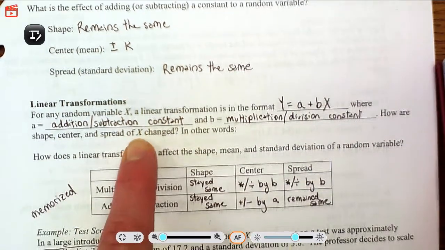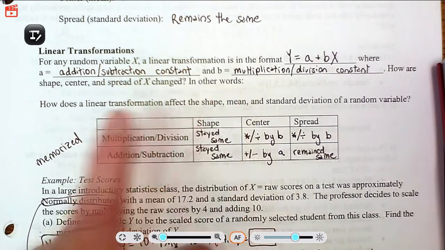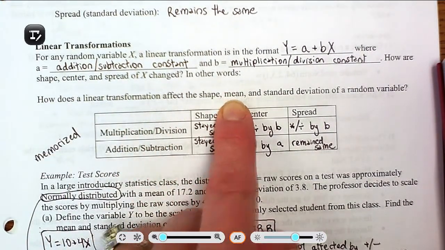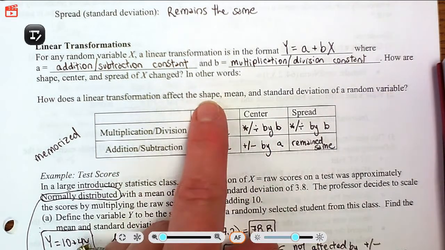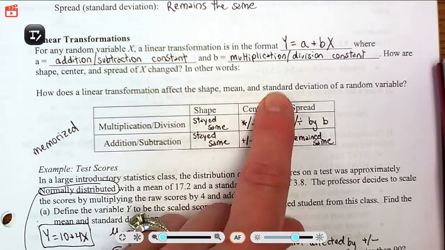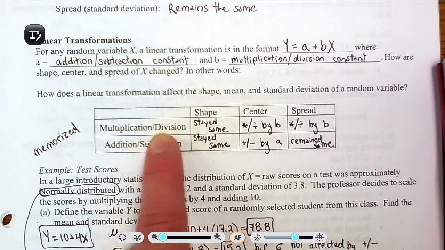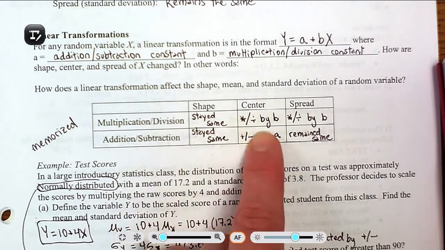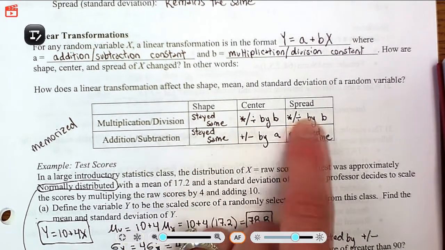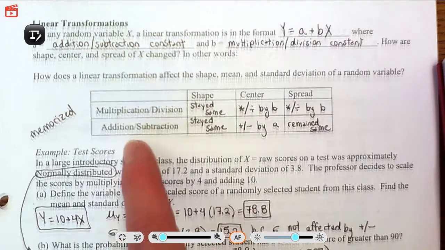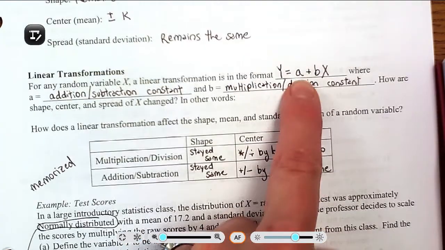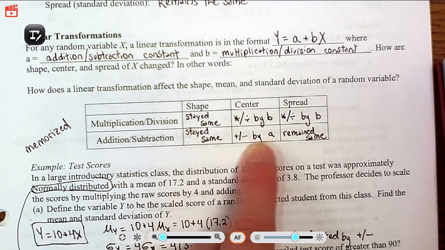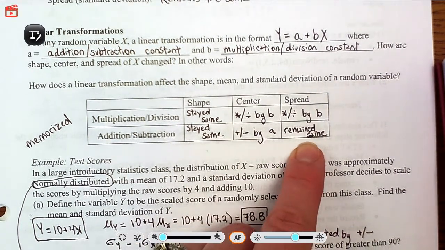How are shape, center, and spread of x changed? In other words, how does a linear transformation affect shape, center, and spread of a random variable, including specifically addressing mean and standard deviation for center and for spread? So multiplication or division: the shape remains the same, the center is multiplied or divided, and the spread is multiplied or divided. The addition and subtraction variable, though, does these things. The shape remains the same, the center is added or subtracted, but the spread remains the same.